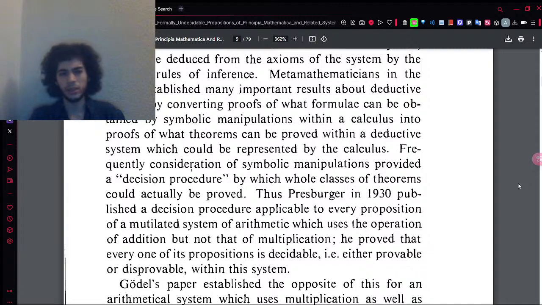Okay, so I need to read that again. Metamathematicians in the 1920s established many important results about deductive systems by converting proofs of what formulae can be obtained by symbolic manipulations within a calculus into proofs of what theorems can be proved within a deductive system which could be represented by the calculus.